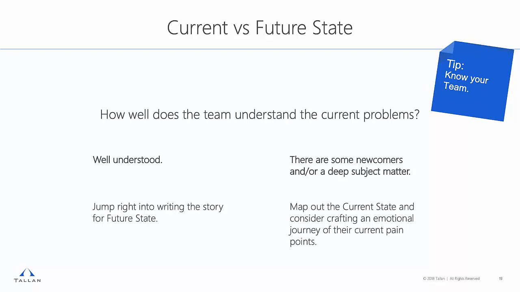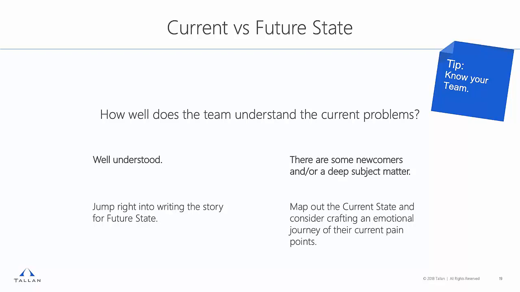But if you are in a scenario where you have newcomers to the team, or whatever product you're working on has a really deep subject matter that requires a lot of expertise, then we do recommend mapping out the current state and then using an emotional journey to craft out what the pain points might be. That just helps level set everybody. I don't have an example of that to show today, but just something to know if you are dealing with some newcomers, you might want to look at setting up the current state and mapping it up for people so that they're able to use that as guidance when shaping that future state.